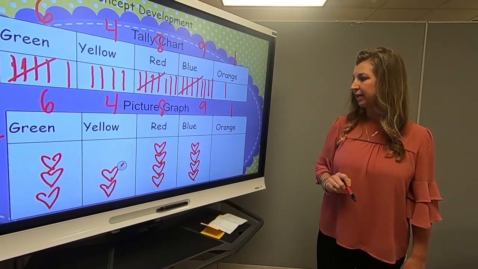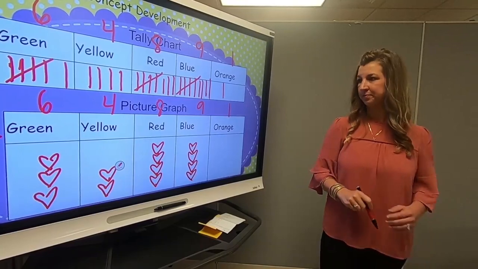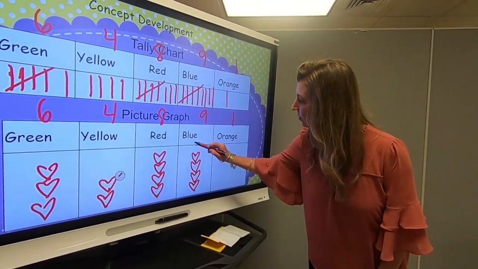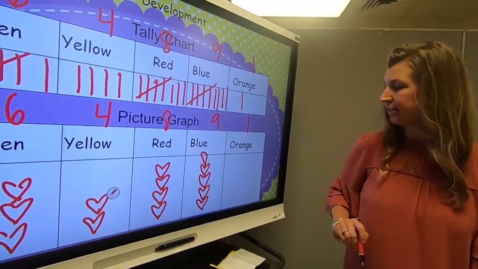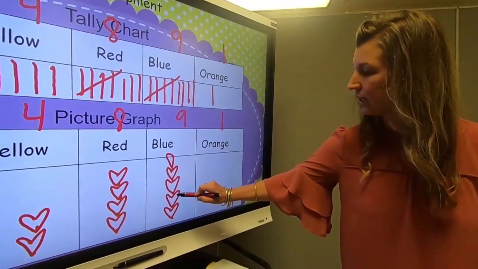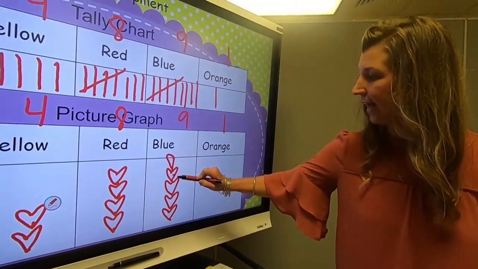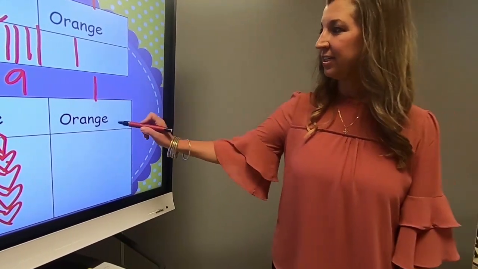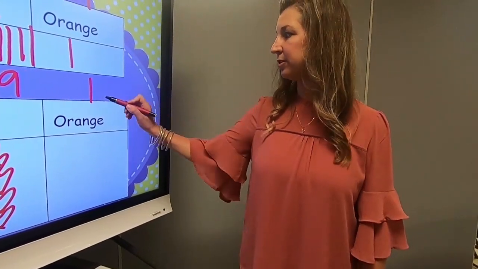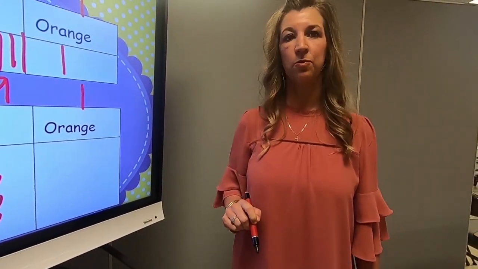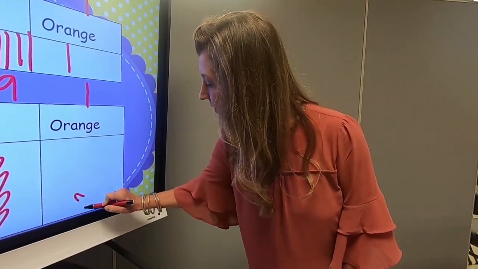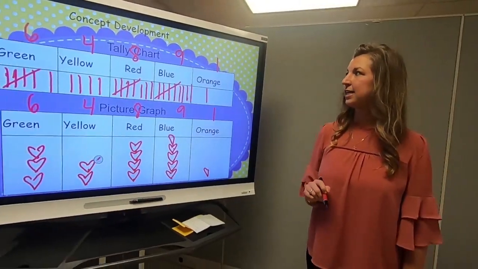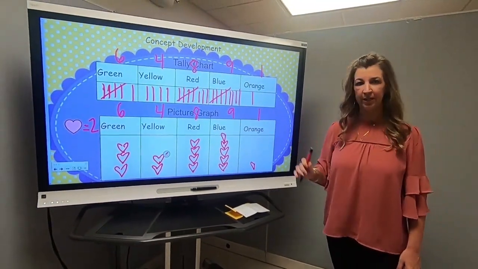So how can I make 1 vote out of a heart? Well, what I would do is draw half of a heart. Like that. So 2, 4, 6, 8, and half a heart is 1, so that makes 9. Okay, and last we have orange, which had 1 vote. So we know when we need just 1, we're only going to draw half of a heart to represent 1 vote. And that's how you organize data using a tally chart and a picture graph.